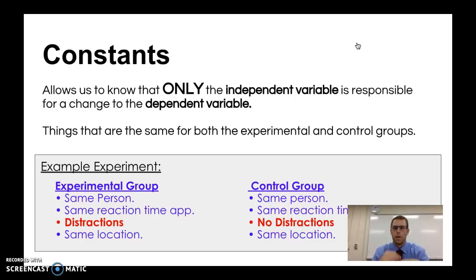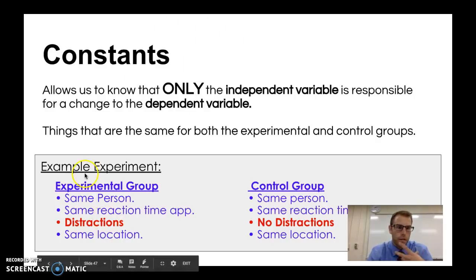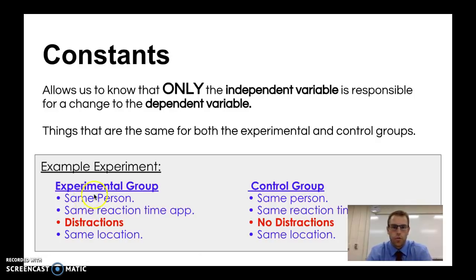So for instance, in our experiment of do distractions affect reaction time, notice in this box right here in this example experiment, in both the experimental group and the control group, everything is the same. Those are my constants. So the way I remember it is you're constantly listing things that are the same. I'm constantly listing the same person, the same reaction time, the same location, right? Constantly talking about all these things that are similar.